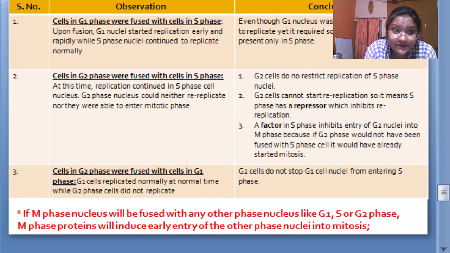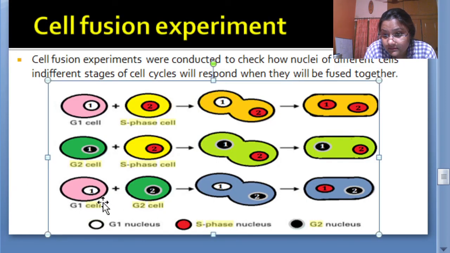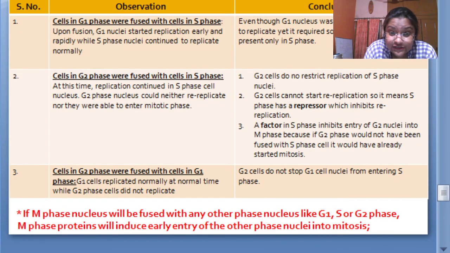Now the third observation is cells in G2 phase were fused with cells in the G1 phase. This observation. G1 cell plus G2 cell. So we observed what? That the G1 cell made early entry into the S phase after fusion with G2 cell. Now what is the conclusion? G2 cells do not stop G1 cell nuclei from entering S phase. In fact, they made early entry into the S phase. G1 cells replicated normally at normal time while G2 phase did not re-replicate, as already said.